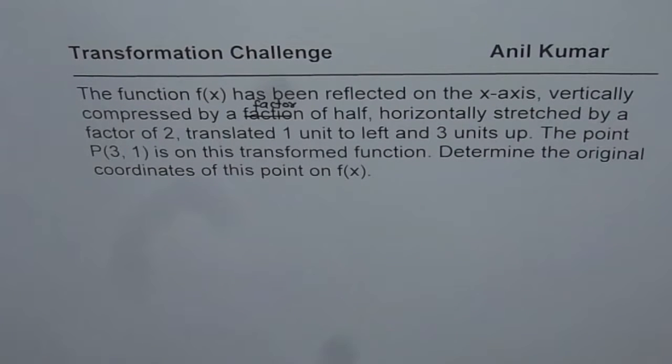Here is a question on transformation. The function f of x has been reflected on the x-axis, vertically compressed by a factor of half, horizontally stretched by a factor of 2, translated 1 unit to left and 3 units up. The point P(3, 1) is on this transformed function. Determine the original coordinates of this point on f of x. Read the problem carefully, pause the video, copy, and solve this question. Once you have solved, look into my suggestions.